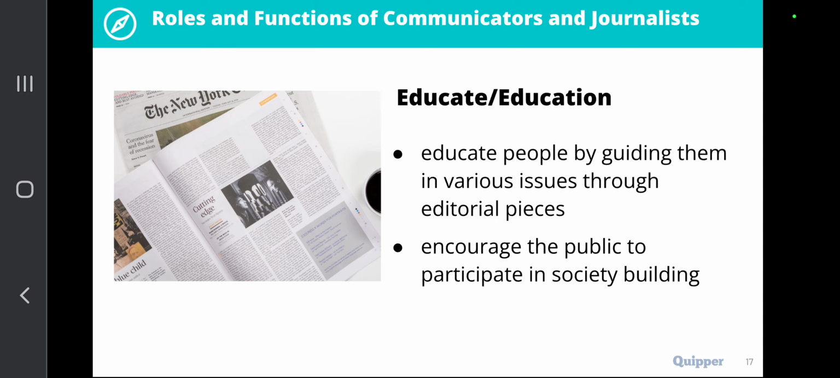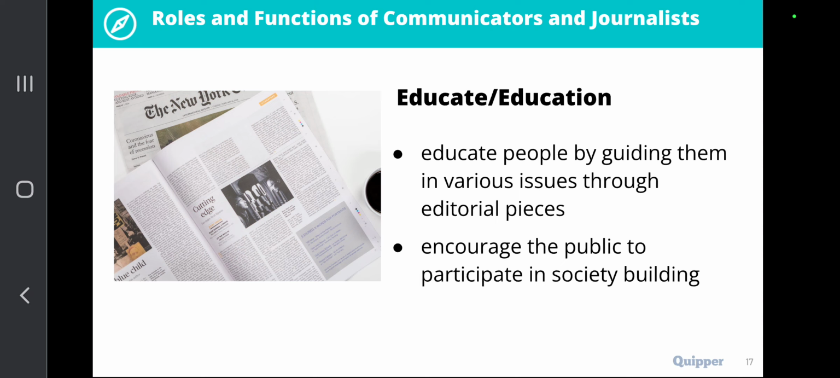Another role and function of communicators and journalists is to educate, to give education. What does that mean? This means that we educate people by guiding them in various issues through editorial pieces. Take note, editorial pieces. You cannot educate people with what is already substantiated. There must always be a touch of editorial, especially when you are talking about critical and sensitive issues. So that should be understood.